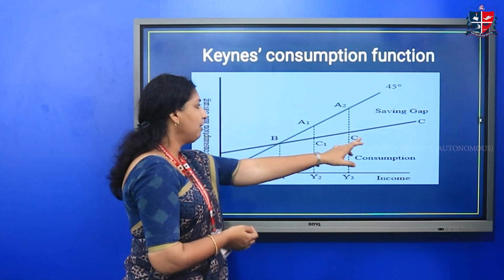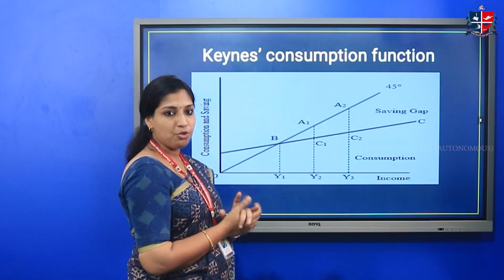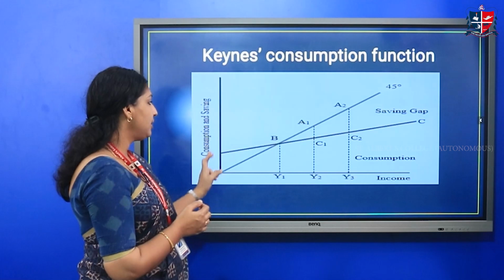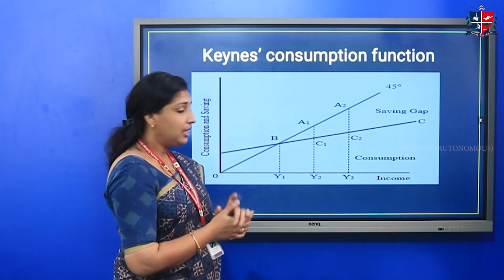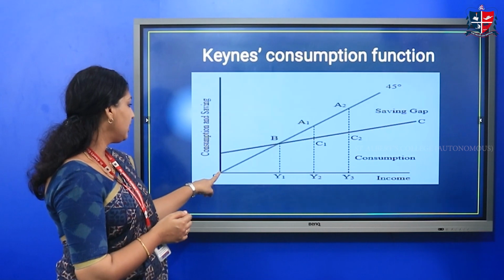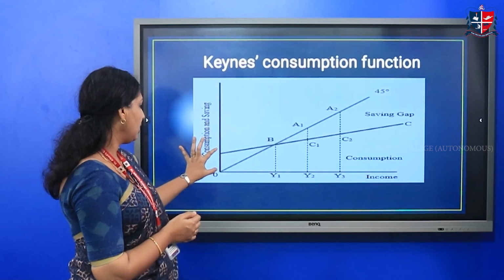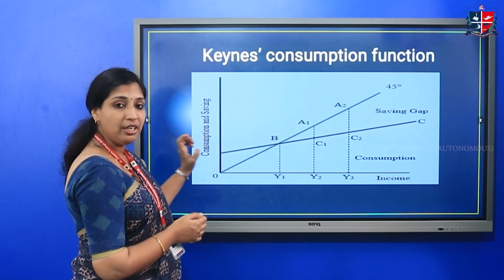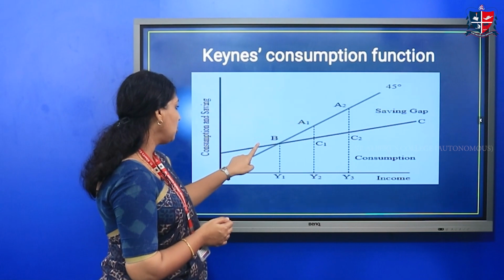And here, this is a saving function. C is the consumption function, which means that whenever there is an increase in income, consumption will also increase. But this is not equal to the increase in income. See, during the initial stage, income is zero here, but at that time also there is consumption. Whenever income is zero, there is consumption. So this portion denotes autonomous consumption. And when income increases, consumption also increases.